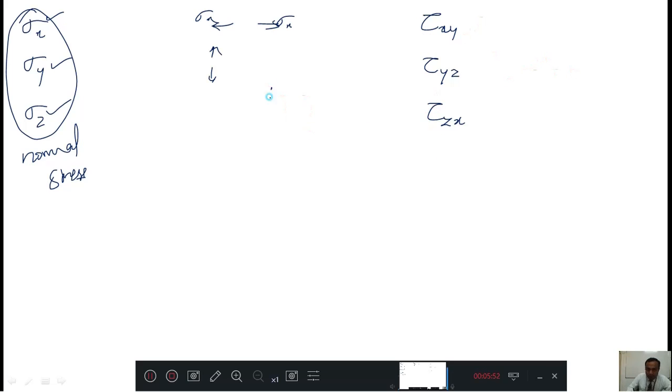Look at here. If I take one small plane and one shear stress is acting, this shear stress is called tau xy. If I call this tau xy, then there must be one resisting shear stress, that is also tau xy. Then only I can say that summation of Fx equals 0, right? This is going this side and this is going this side, both are equal and opposite, therefore the sum of all horizontal forces is 0.